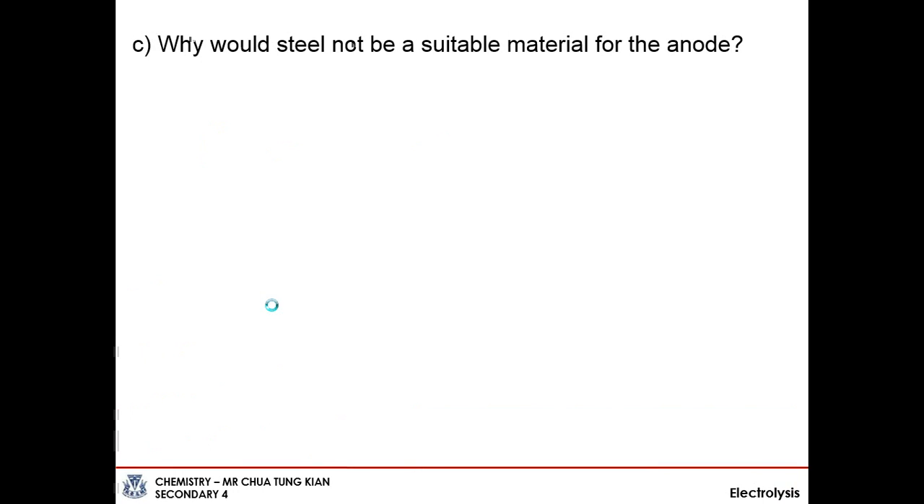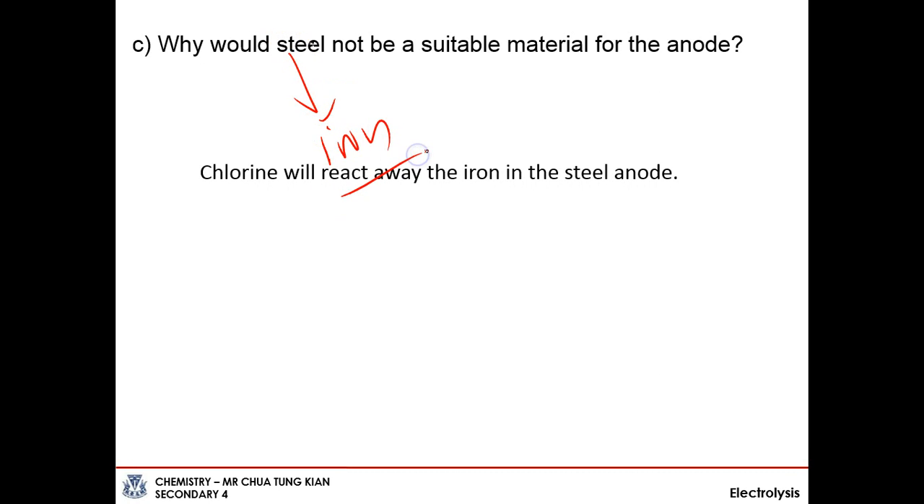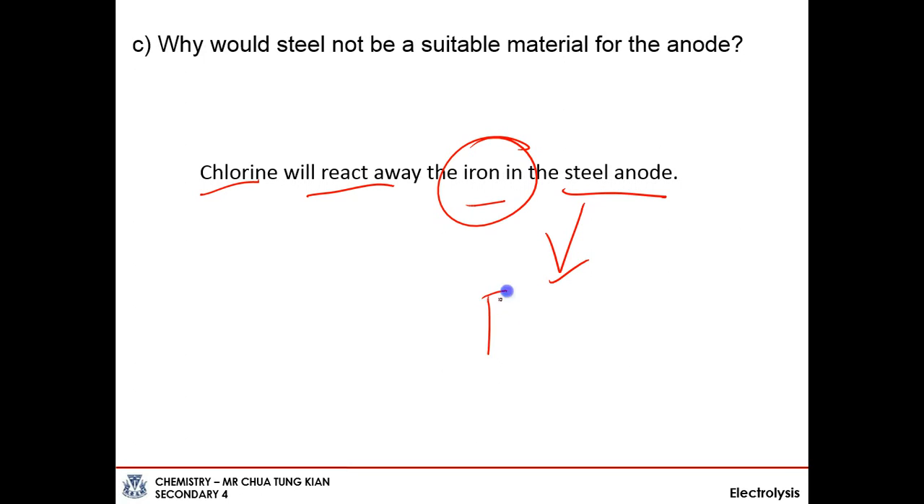Okay, last question is a very simple question. Why is steel not used for the anode? It's simply because steel contains iron, and iron will react with chlorine. The chlorine is produced at the anode, so once the chlorine is produced, it can straight away react with the iron in the steel anode. Take note, it is reacting with the iron in the steel anode, not with the steel itself. Steel contains iron and carbon. The carbon doesn't react. It is the iron which reacts with the chlorine gas that is produced.